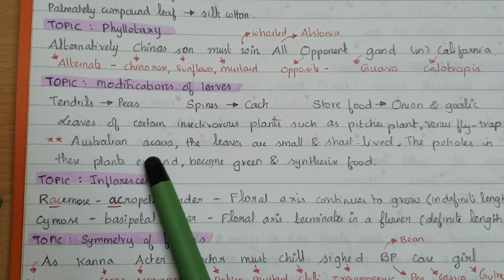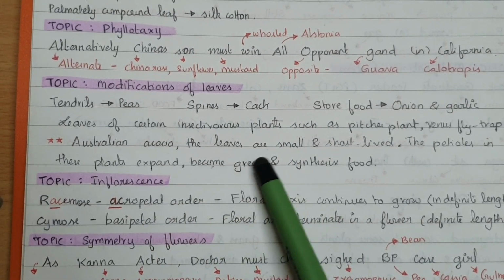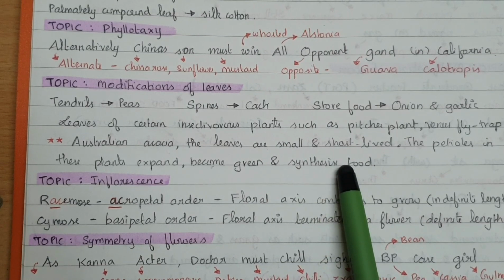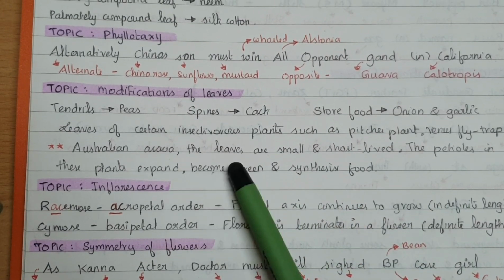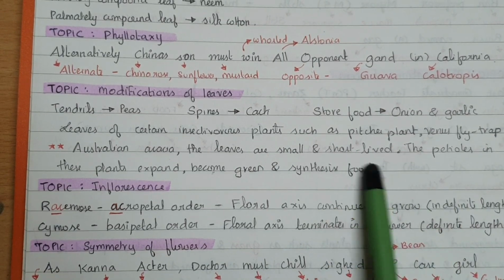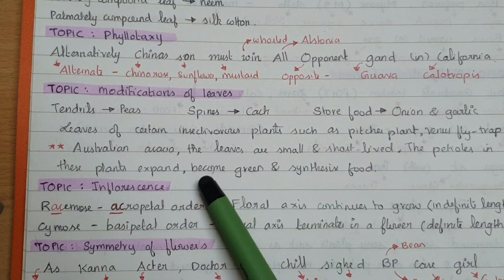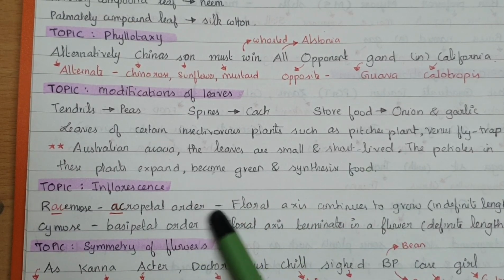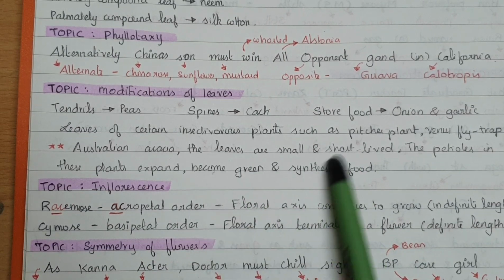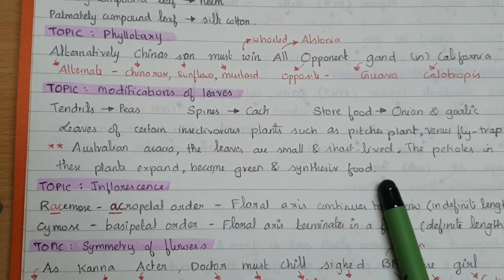Then we have Australian acacia. In Australian acacia the leaves are small and short-lived. So what happens in such leaves is that the petiole in these plants expands. The petiole is present between the leaves, like this, a small petiole will be present. But in Australian acacia, the petiole expands, becomes green and synthesizes food.